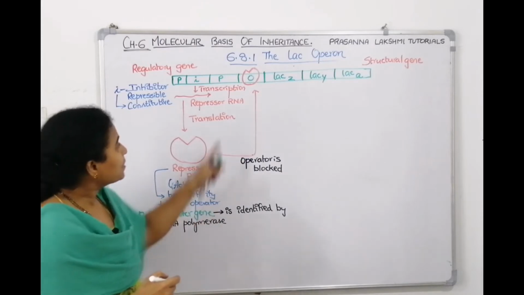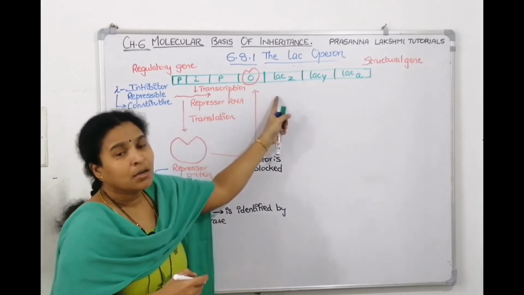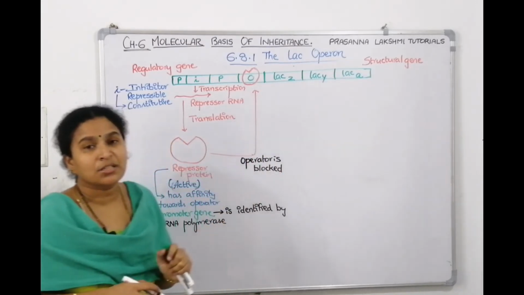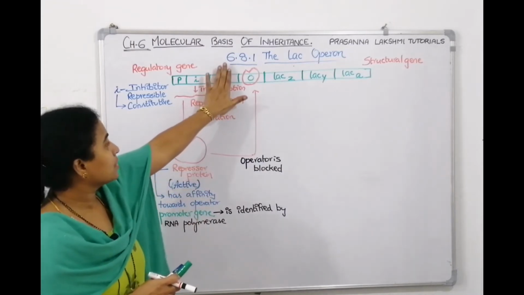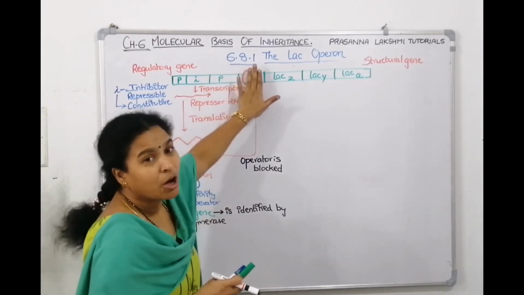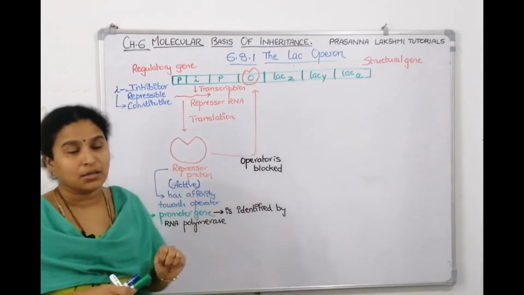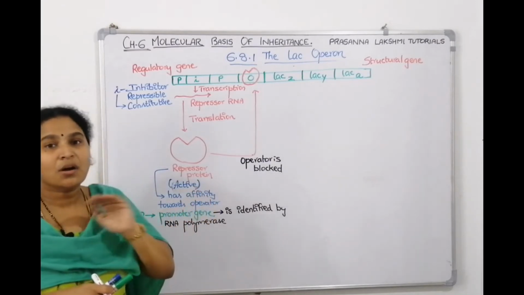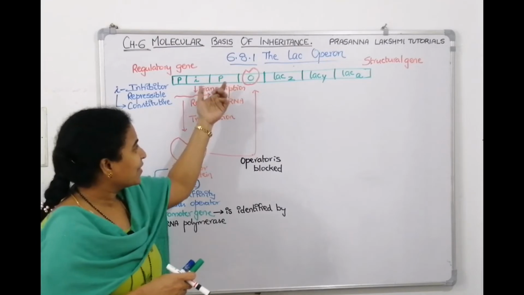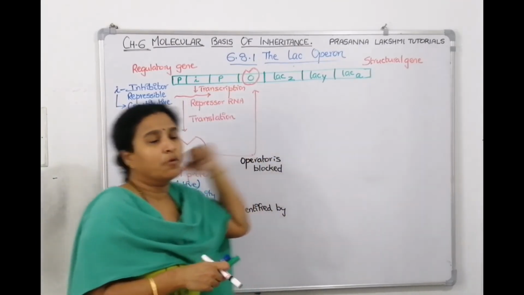When it comes and binds here, it wants to move on, to slide on, because where are the structural genes from here? LAC-Z, LAC-Y, LAC-A structural genes. Now, if the RNA polymerase enzyme comes and binds to the promoter, can it move on the operator? Is the operator free or blocked? The operator is blocked. So RNA polymerase cannot come and bind to the promoter. When it cannot, will the structural gene transcription happen? No, it will not happen.